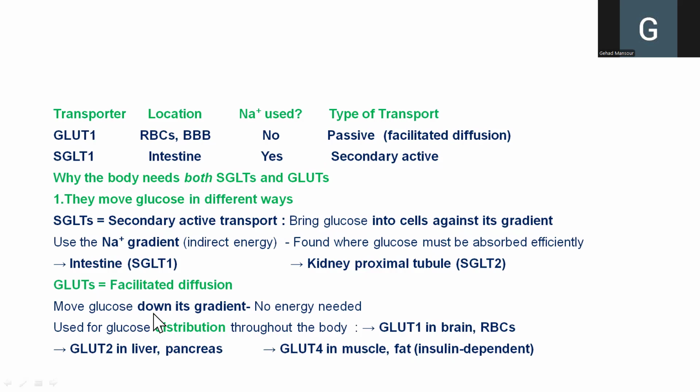But for the GLUTs, which act in the membranes of the red blood corpuscles, for example, and the blood-brain barrier, which is the membrane between the blood and the brain cells, glucose moves down its concentration gradient from the blood, where it has a higher concentration, to the inside of the cells. It is present in the red blood cells and in the brain, and these GLUT, as we have said, represent facilitated diffusion. We have GLUT1 in the brain and the RBCs. We have GLUT2 in the liver and the pancreas. And we have the one that depends on insulin, which is GLUT4.